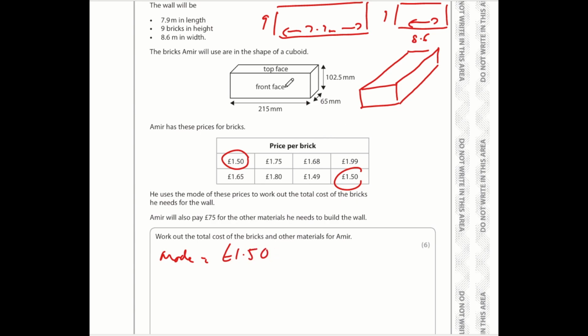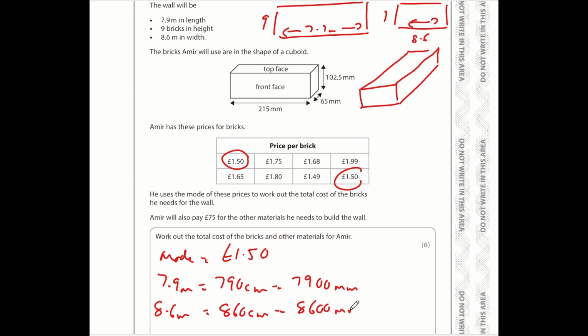So of this very weird wall, what I'm going to do is I'm going to turn 7.9 meters and 8.6 meters into millimeters. So 7.9 meters, times that by 100 to get 790 centimeters, times that by 10 rather, to get millimeters, because it's 10 millimeters in a centimeter. And I'm going to do the same for the 8.6 meters. I'm going to turn it into centimeters. That's 860 centimeters, which is 8,600 millimeters.